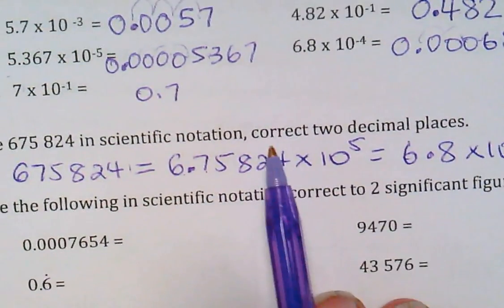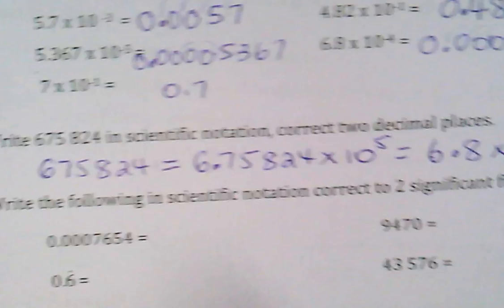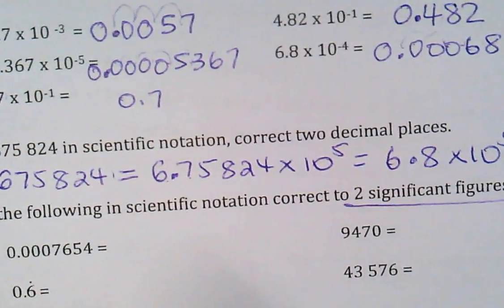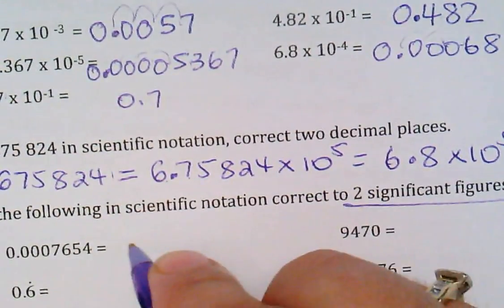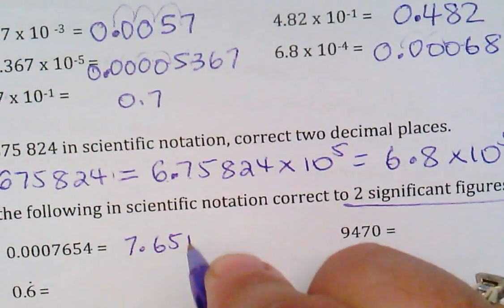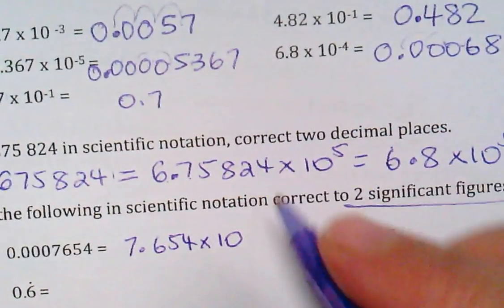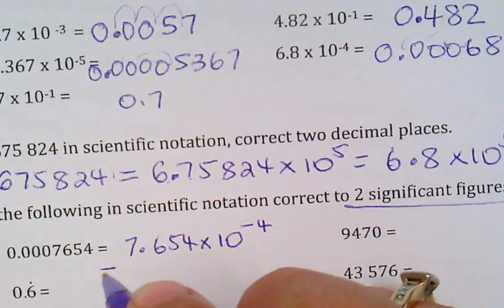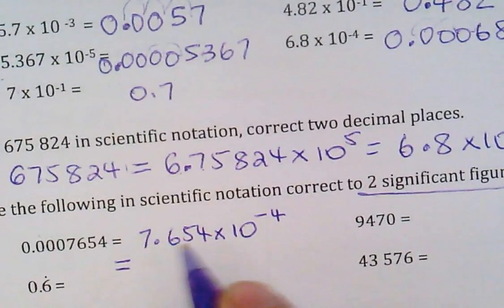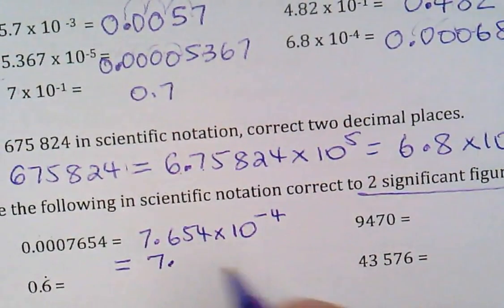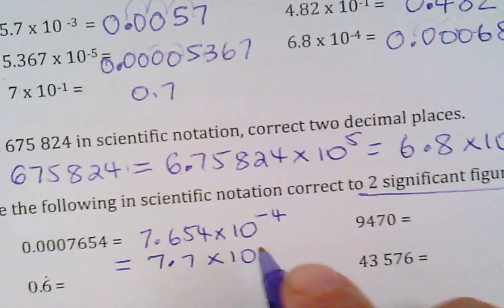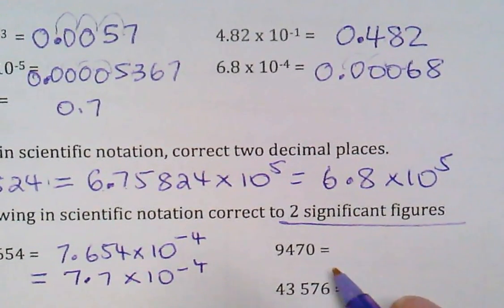Let's do the same here. Write it in scientific notation to 2 significant figures. Go scientific notation first. 7.654 times 10 to the what? How many jumps? 10 to the positive or negative? Now, I only want 2 significant figures in the first number. 7 point? Good.